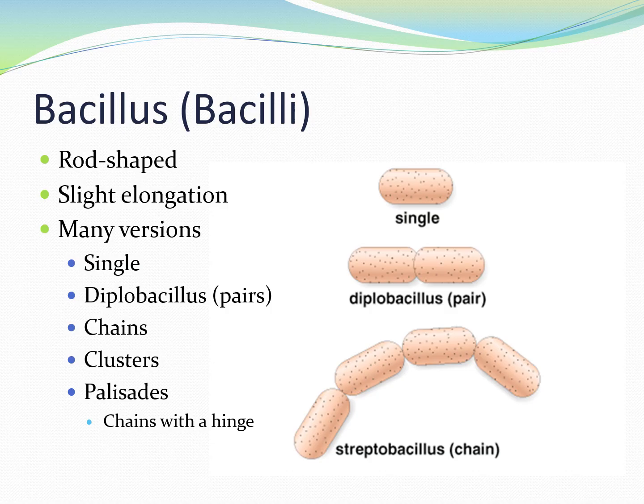Moving on to bacillus or bacilli, depending on if you're saying the singular or the plural. These guys are going to be rod-shaped bacterial cells that have a slight elongation. So they're quite literally like a little cylinder, if you want to think of it that way. Again, these guys come in a few different flavors. You can have a single bacillus. You can have a diplobacillus. Those are pairs. And then they can also come in strains, like a streptobacillus chain.